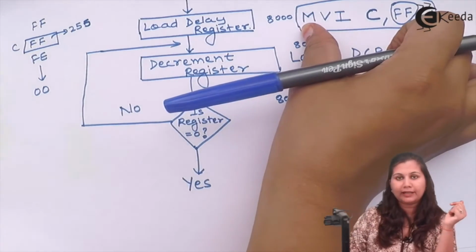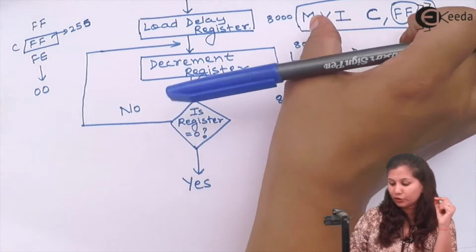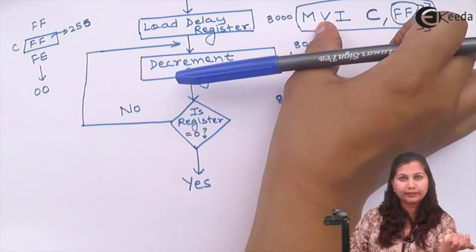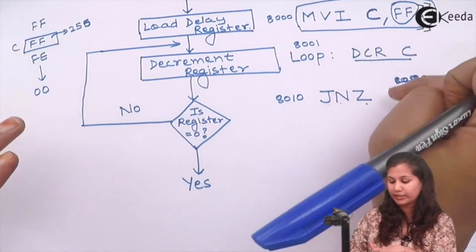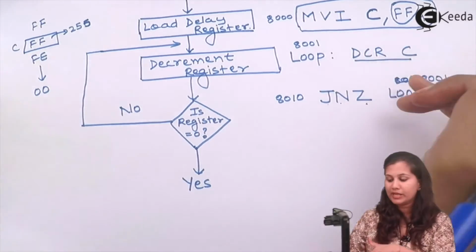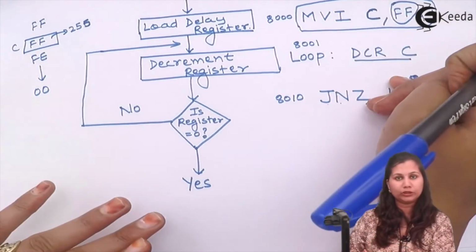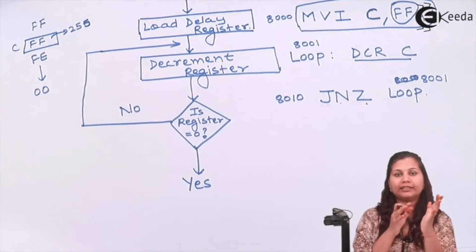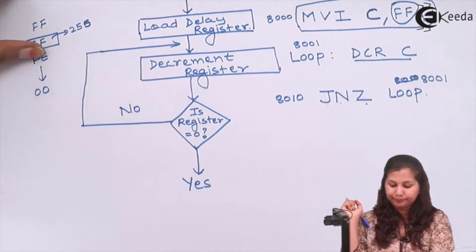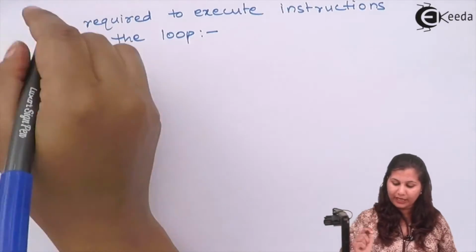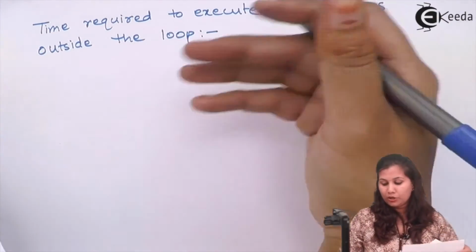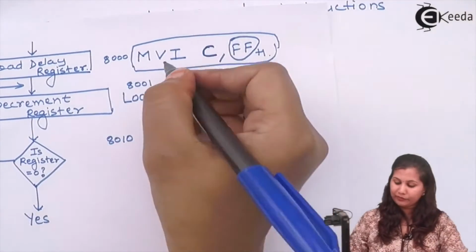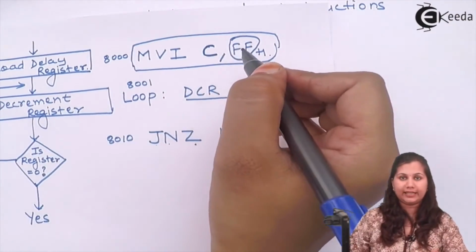So first we will calculate the time required to execute the instructions which are outside the loop, then we will calculate the time required to execute the instructions which are within the loop, and then we are going to add both the times, and then we will get the total time delay. So first we have the time required to execute the instructions outside the loop. So how can we check the time? We will first calculate the T states.